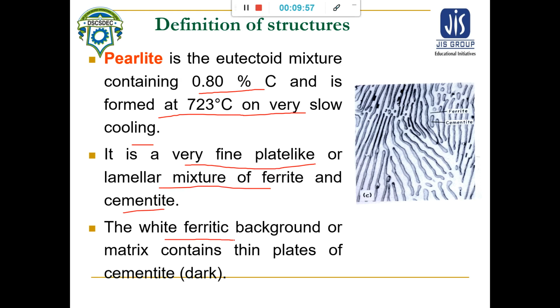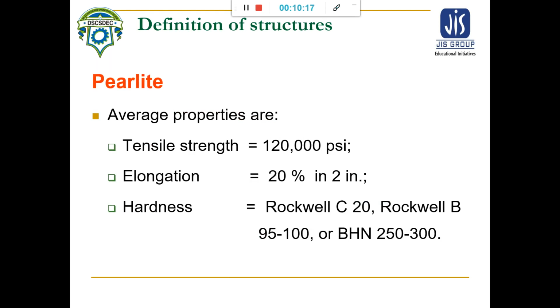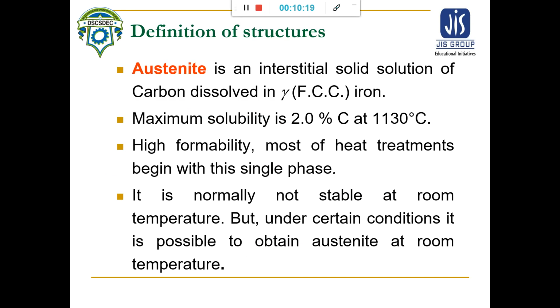The white ferritic background or matrix contains thin plates of cementite. That means in this mixture, the white parts are ferrite, and these laminar parts are cementite. So the average properties of pearlite are shown here.